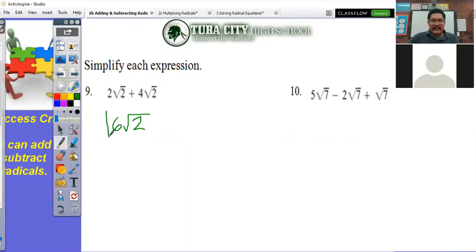Anyway, so we're done with that one. There's nothing else we can do. We can't simplify it. We can't add anything else. And we can't take the square root of 2, so we are pretty much done with that one.